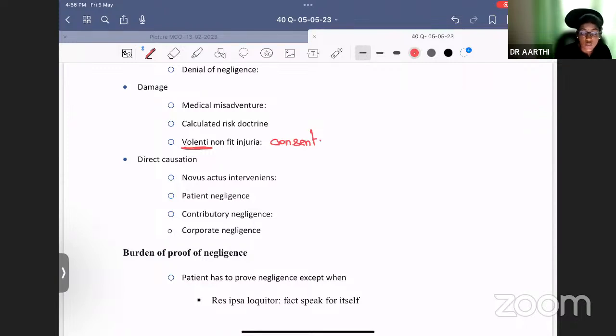Now, this next one, you say, I am not negligent, the patient is negligent. Yes, you have tied the splint tightly, but the patient was told to come back to the hospital. He did not come. So it's the doctor plus the patient, both are responsible. That's contributory negligence.